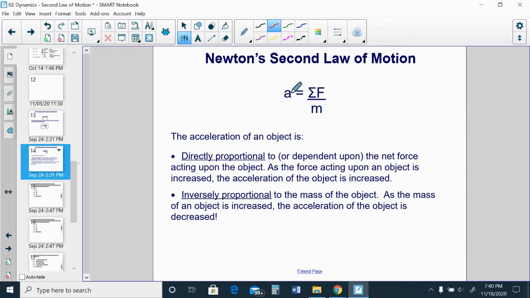Since this is now a proportion here, both acceleration and net force, if you see an increase in either of those, you'll see an increase in the other. So those are directly proportional. On the other hand, acceleration is inversely proportional to the mass of the object. So we have acceleration up here, mass down here, in this proportion, that is an inverse relationship. So as the mass of an object is increased, the acceleration is decreased. It would be an opposite effect here. Increase the mass, you decrease the acceleration.